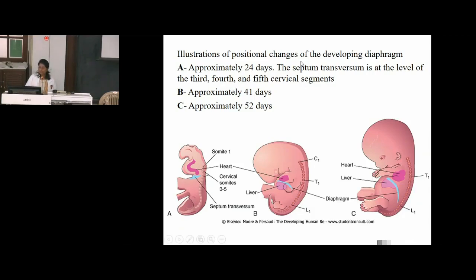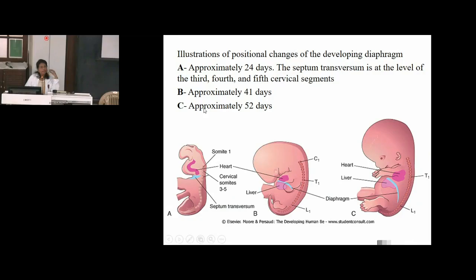So why does this happen? Positional changes occur, and the descent of the diaphragm is happening here. Around 24 days of intrauterine life, the septum transversum is lying at the level of the 3rd, 4th and 5th cervical segments. That is how there is the nerve supply to the septum transversum. As the diaphragm descends, it takes the nerve supply along with it. Approximately at 41 days, we can see this is the position of the diaphragm, separating the heart and the liver here.